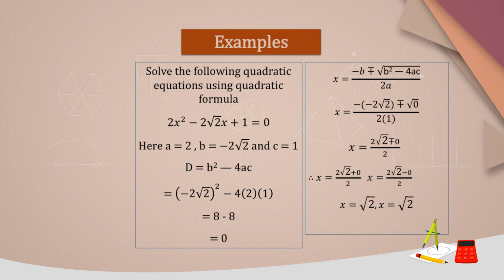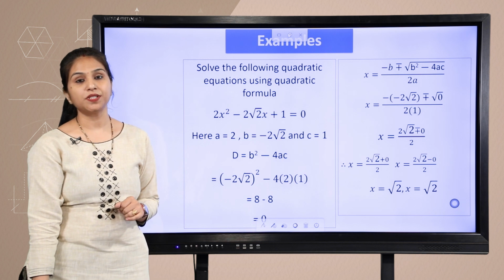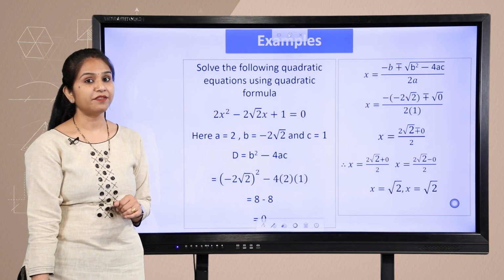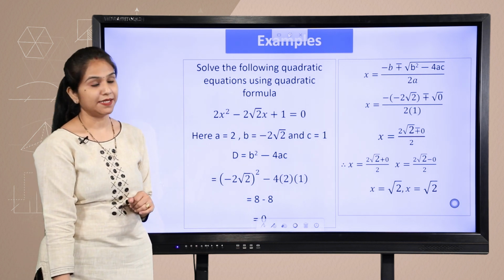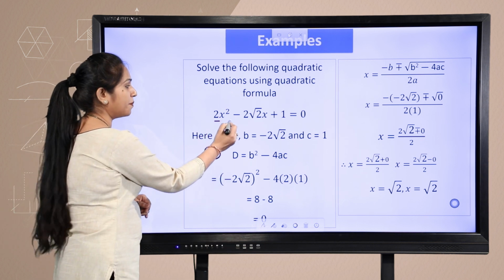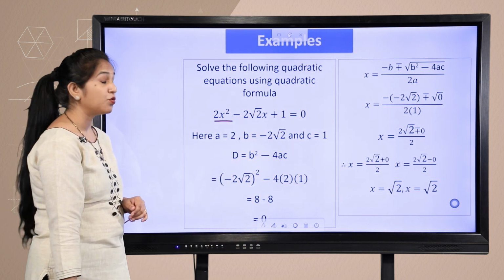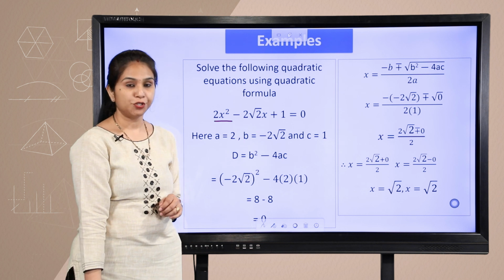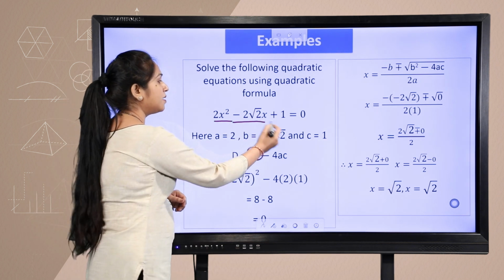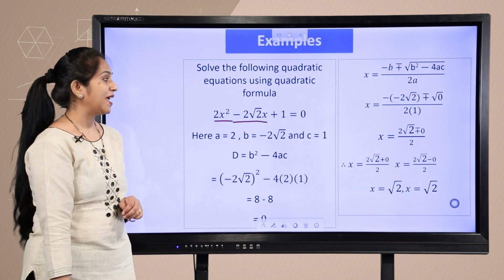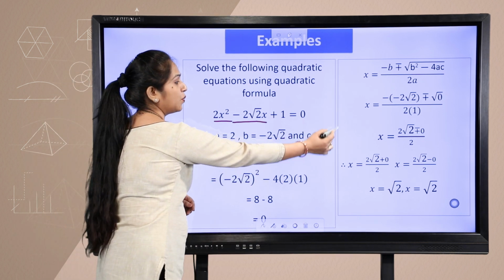Here again the equation which is given to you in a standard form, that is 2x² − 2√2x + 1 = 0. Again compare this equation to the standard equation and write the value of a, b and c. So we saw here on comparing, a is 2 as the coefficient of x² here is 2, b is −2√2 and the value of c is 1.